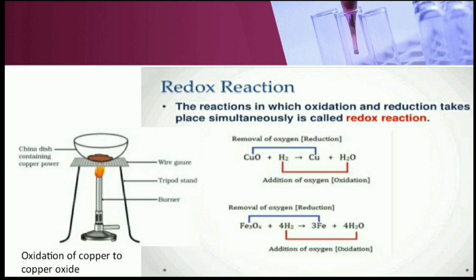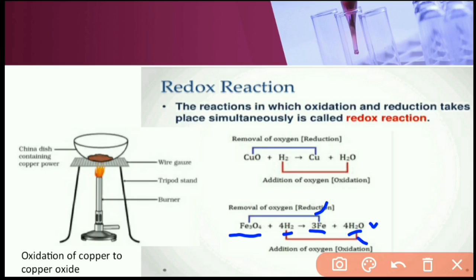Next example, ferric iron oxide. Iron oxide is converted to iron. So here oxygen is removed from iron oxide to form iron, so it is a reduction, and hydrogen forms a water molecule. So here is addition of oxygen, so it is the oxidation reaction. Both processes, reduction and oxidation, take place simultaneously. So it is an example of a redox reaction.